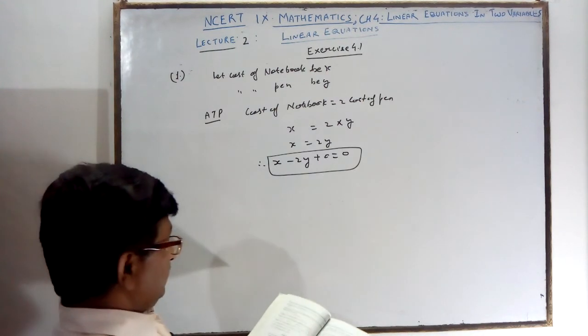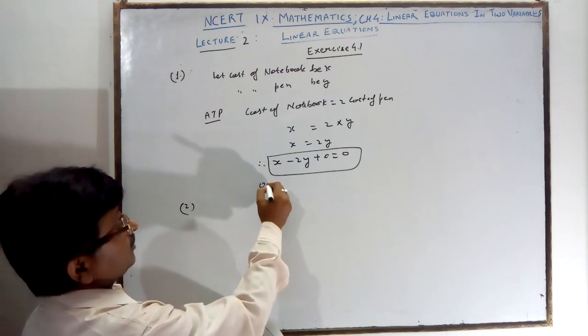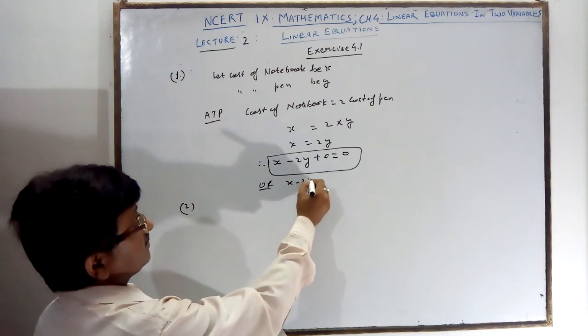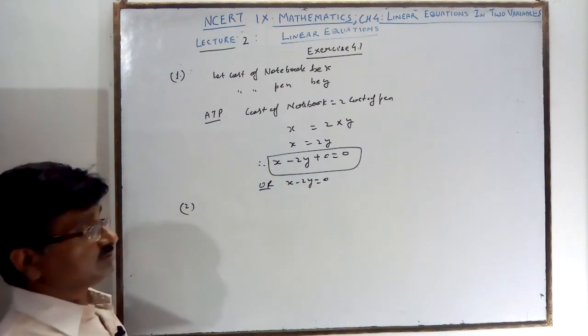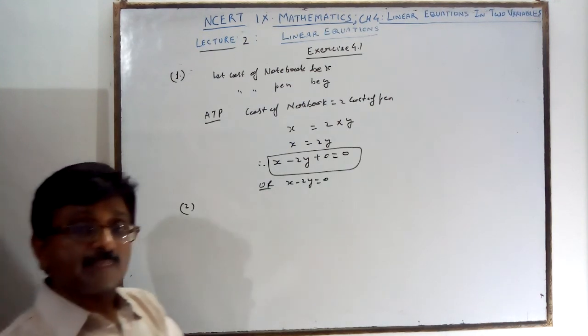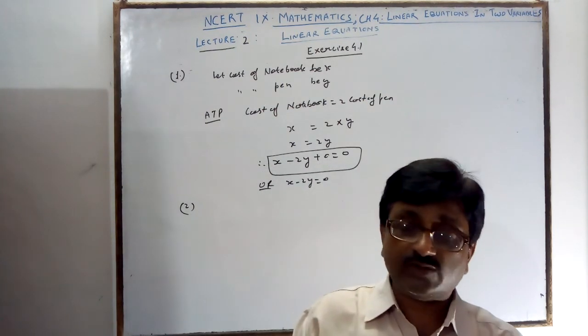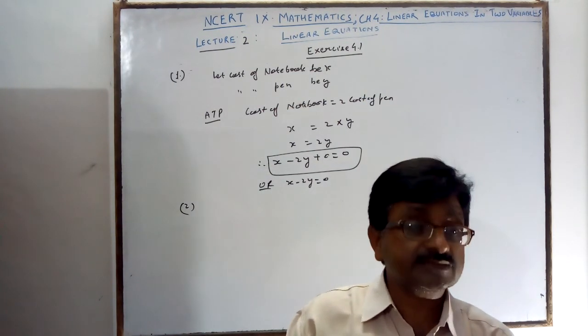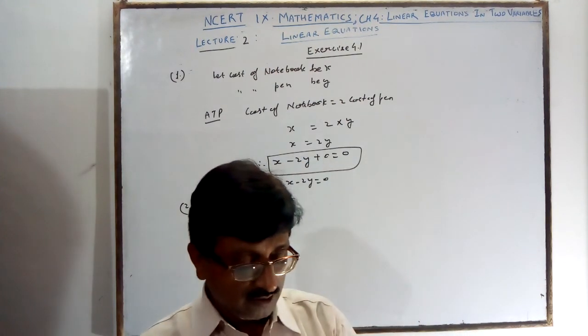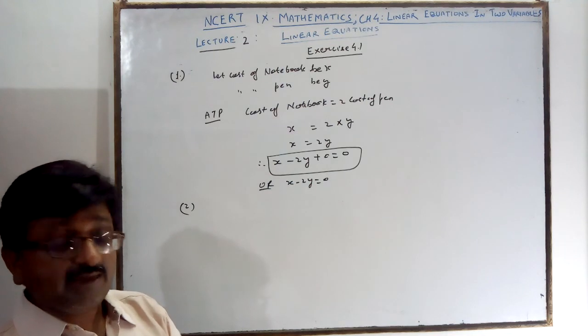Next, question number 2. You can write x minus 2y is equal to 0 simply, if it is in standard form. Express the following linear equations in standard form ax plus by plus c is equal to 0. Indicate the values of a, b and c.